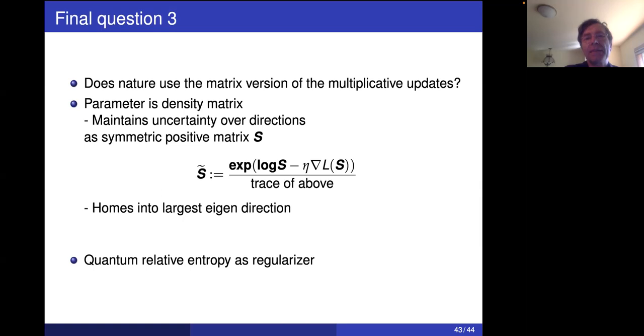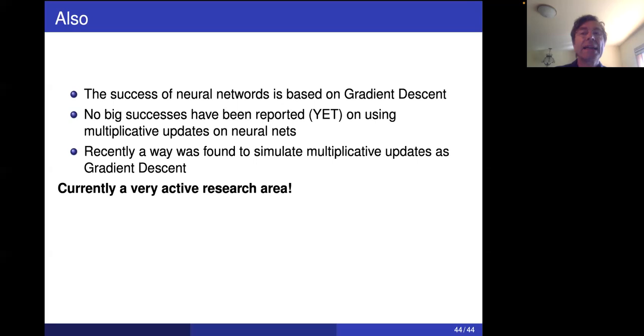So I'm asking these questions: is the tempered version or the matrix version, which has many important mathematical properties in machine learning, implemented in nature somehow? And I don't know. Now, you have to understand also neural networks, the big success of artificial intelligence is running backprop, gradient descent on deep neural networks. Okay, and no big successes have been reported yet on using multiplicative updates on neural networks. But this is all in flux right now. And that's why I went to Google.